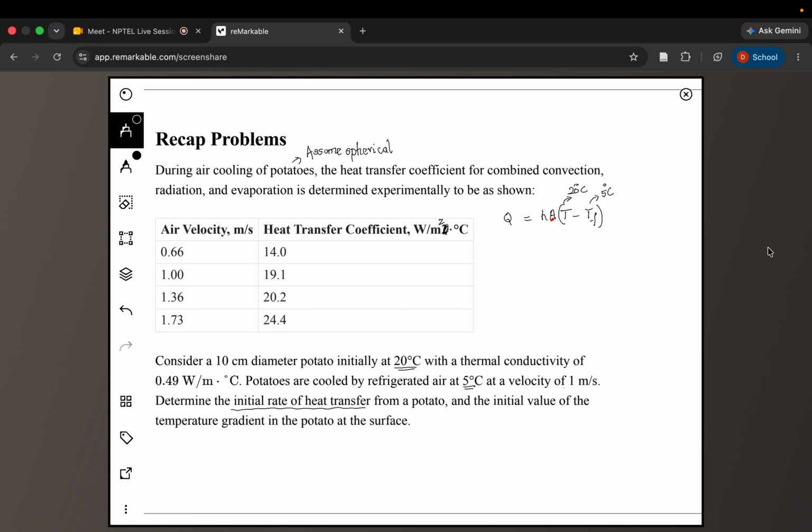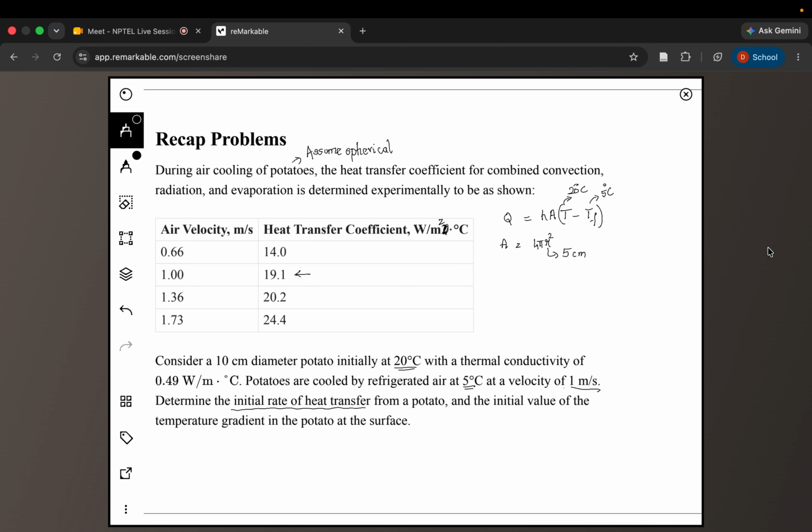And since it is a sphere, the total surface area of contact between the fluid and the solid will be 4 pi r squared, where the diameter is given to be 10 centimeter, so r is 5 centimeter. And the heat transfer coefficient value can be directly taken from the tabulated value, since velocity is given as 1 meter per second. So this is 19.1 watt per meter square Kelvin. Once we substitute that, we can calculate the value of Q.